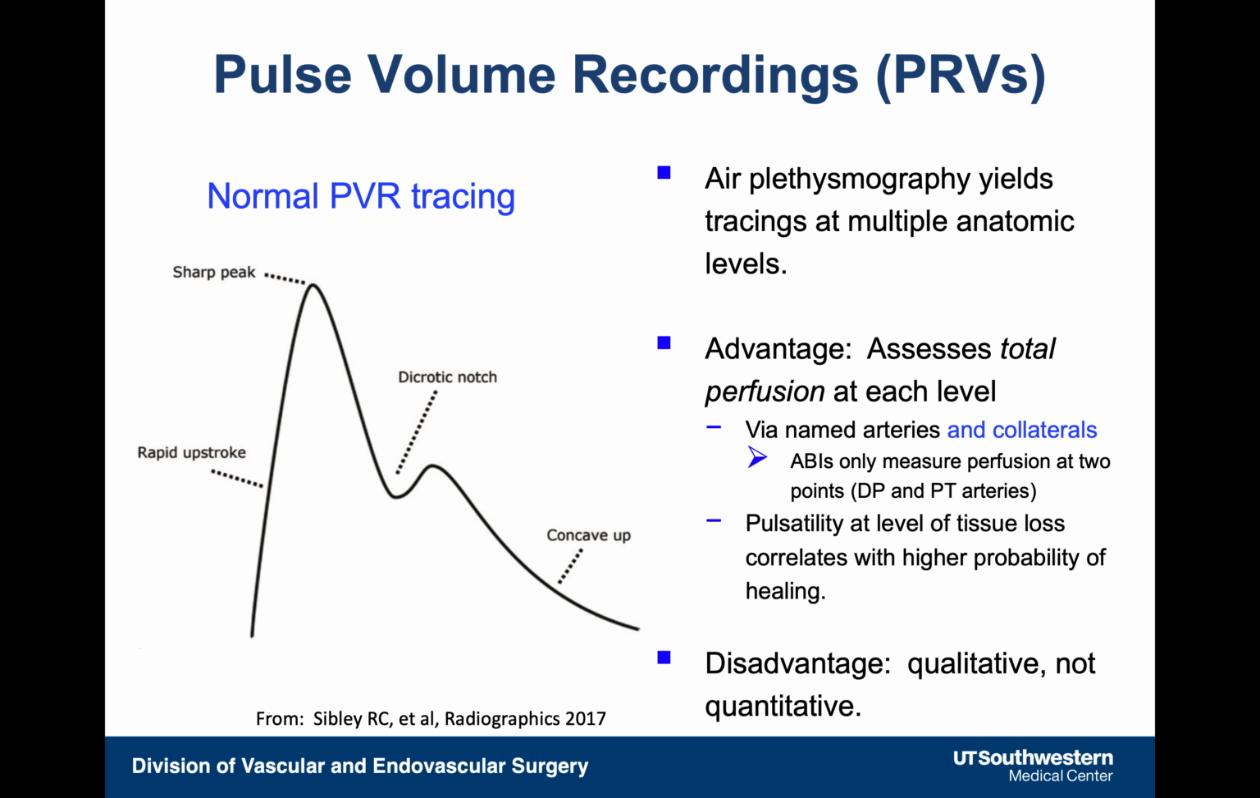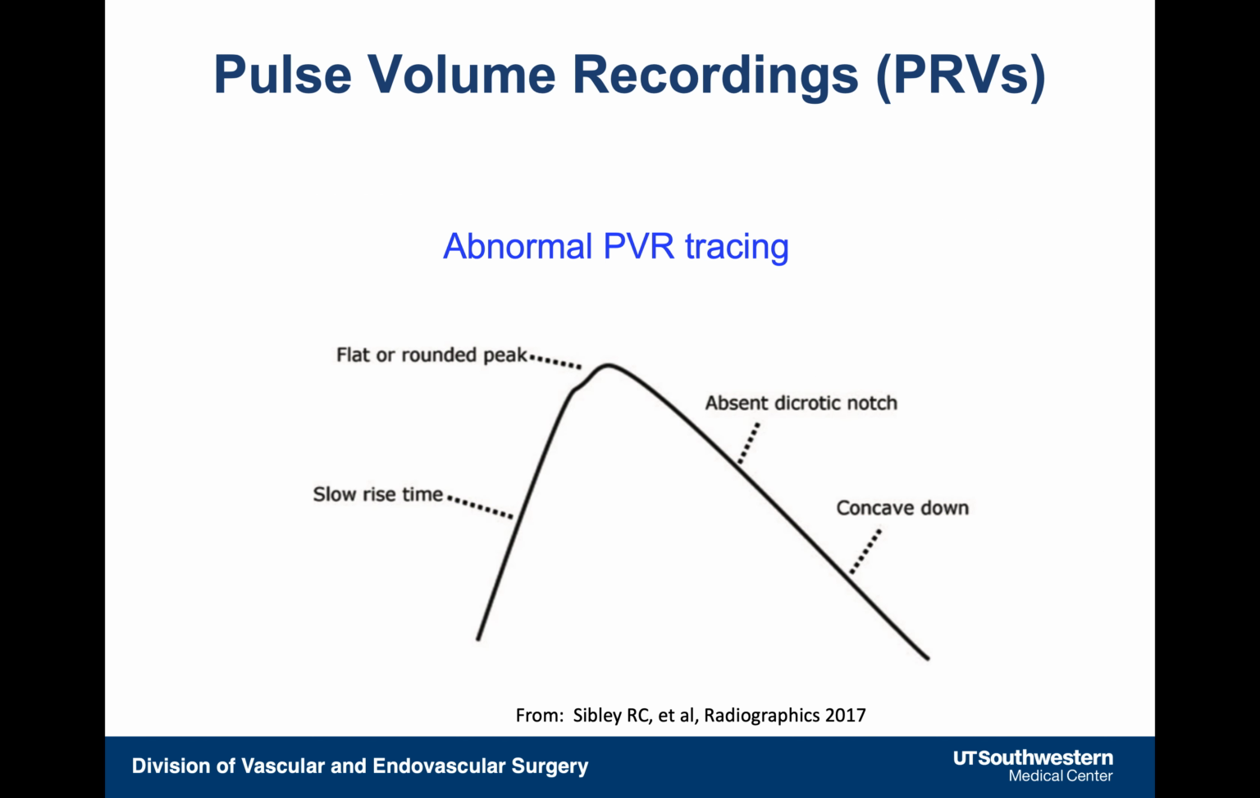The disadvantage of PVRs is that these are qualitative, not quantitative data. PVRs are qualitative, whereas ABIs are quantitative. But they still each have their roles and provide complementary information. And the examples we provide later will show that. This is an abnormal PVR tracing, so there's a slower rise time to the peak, a flat or rounded peak, an absent dicrotic notch, and a concavity down.